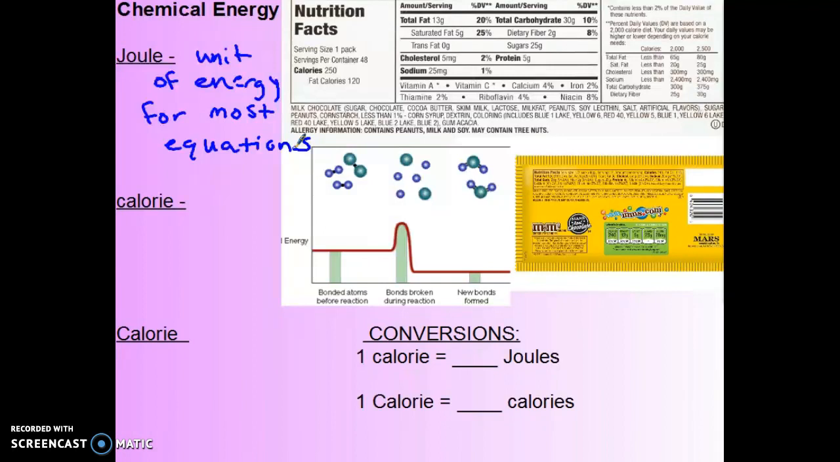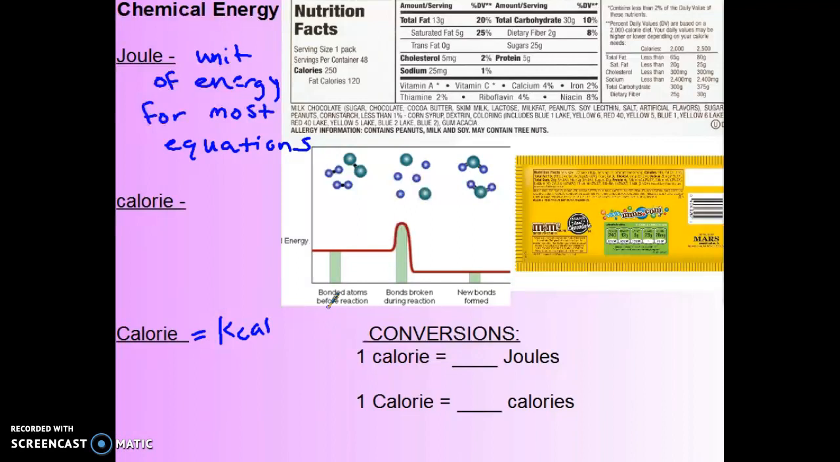So if we have calories, that is something that we're more familiar with. And when you're talking about calories with a lowercase c, that's actually different than a calorie with an uppercase C. A calorie with an uppercase C is really a kilocalorie. And if we remember the prefix kilo, that means 1,000. So it's 1,000 calories. So what is an actual calorie?